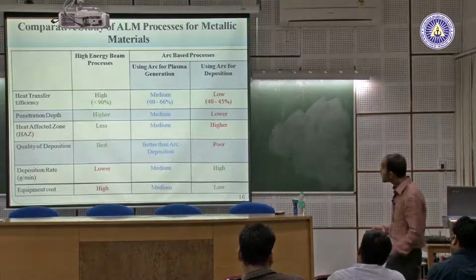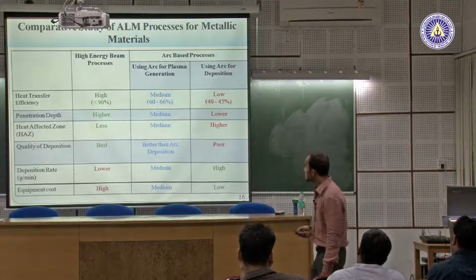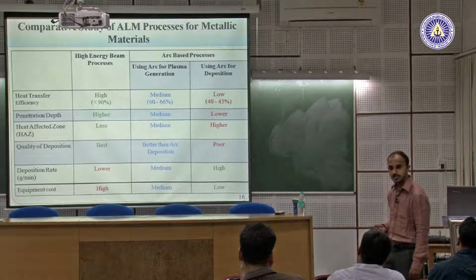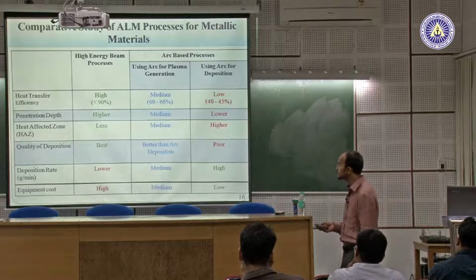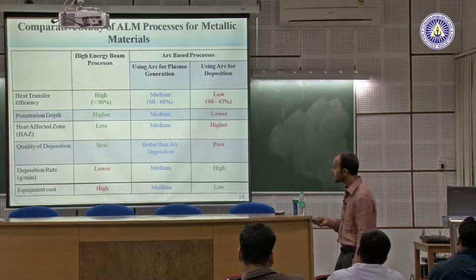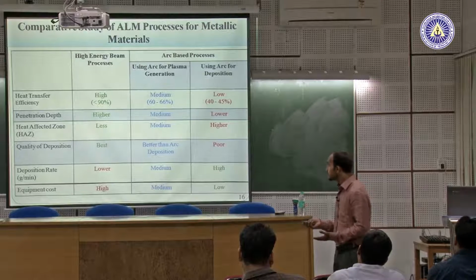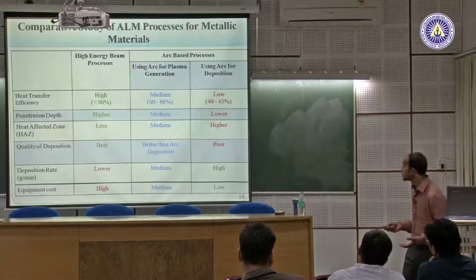Now we have to see the comparative statements in additive layer manufacturing processes, because these are higher energy beam processes having some advantages along with limitations. The advantages are heat transfer efficiency, penetration depth, very little heat affected zone, and the best quality of depositions. But the deposition rate is very low in a high energy beam process, and it has a very high cost.